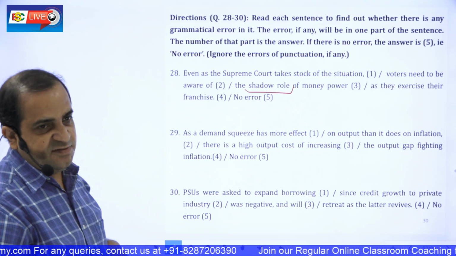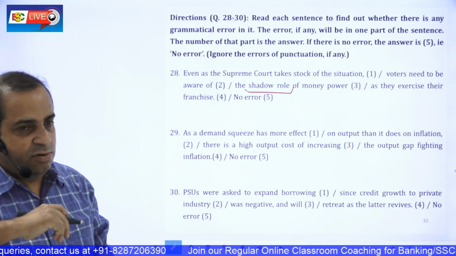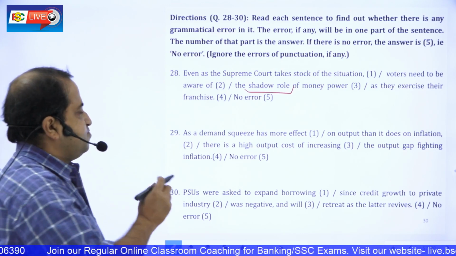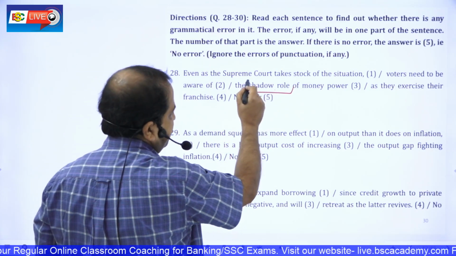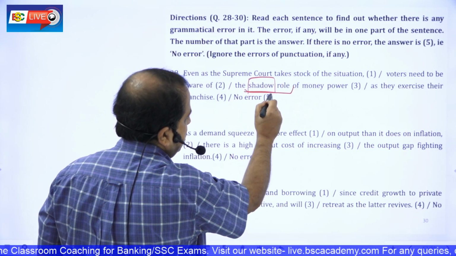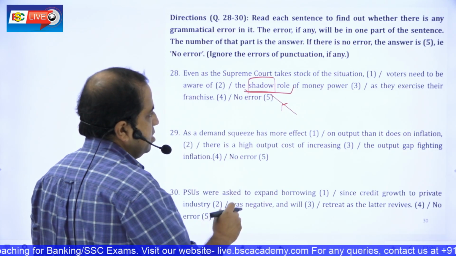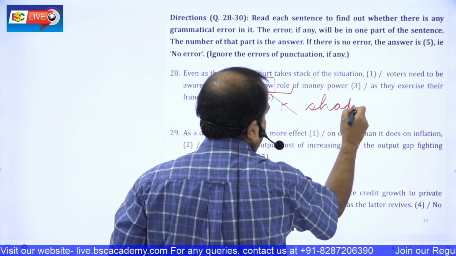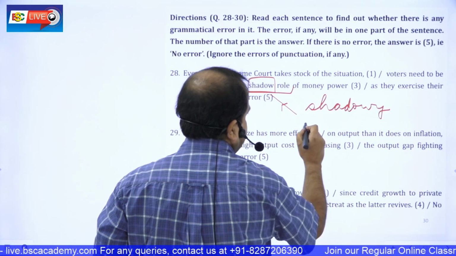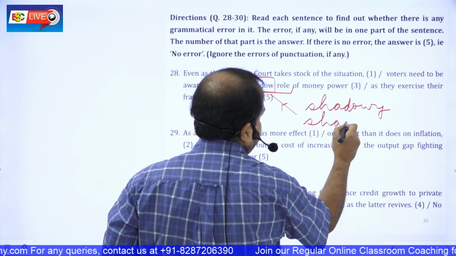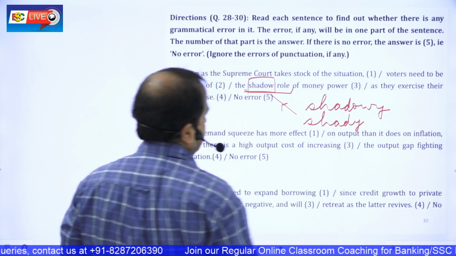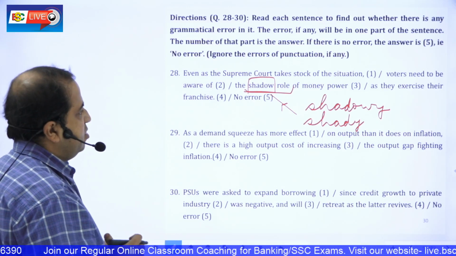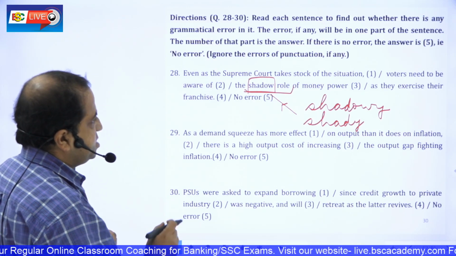Role itself is a noun. So shadow role of shadow? No. इसको एक adjective की तलाश है. And so this should be what? This can be shadowy, or better still, this can be shady. So the shady role of money power, the shadowy role of money power as they exercise their franchise.